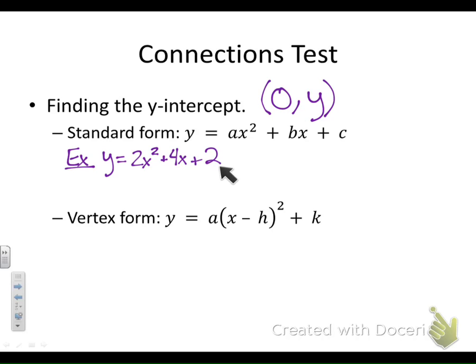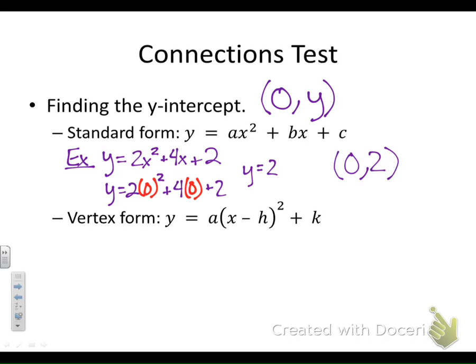So using the example from before, we're going to figure out, if I plug in a 0 for x, plugging in a 0 everywhere I see x, it's going to get rid of all these terms. The only thing I'm going to be left with is the constant, 2. So y is 2, but I don't write my answer like that. It's a point. And the point is 0, 2. When we plugged in 0, we got 2.